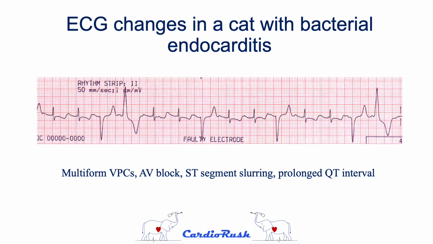Here's an electrocardiogram from a cat with bacterial endocarditis that has multiform ventricular premature depolarizations. We have a LV origin VPC here and a right ventricular origin ventricular premature beat here. There's evidence of delay in AV conduction, as well as some ST segment depression and ST segment slurring, and a prolonged QT interval.